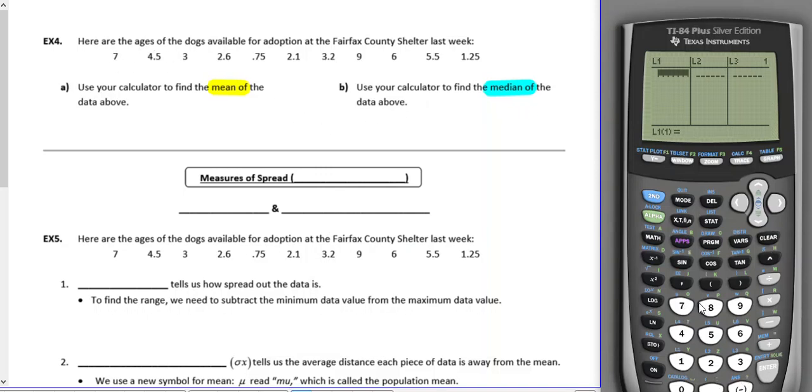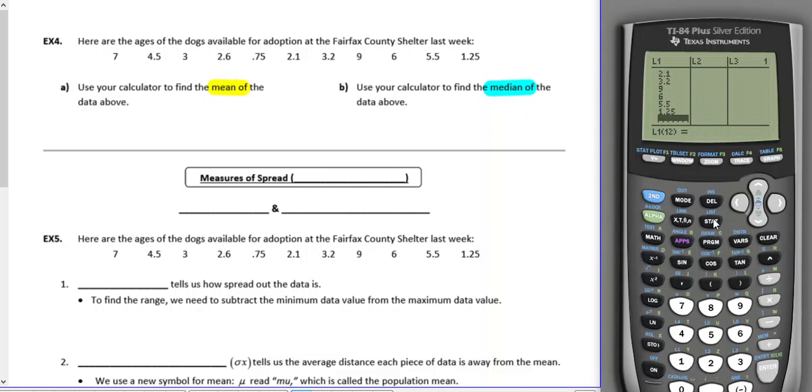So we'll say 7, 4.5, 3, 2.6, 0.75, 2.1, 3.2, 9, 6, 5.5, and 1.25.